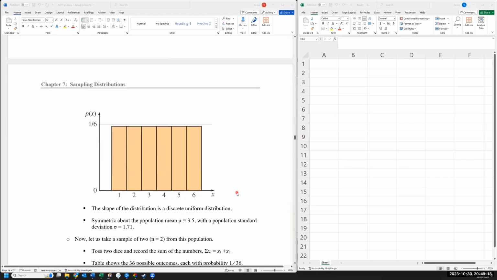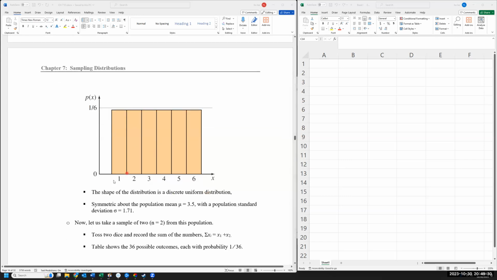It looks just like this. You roll a die and you could show 1 through 6, each with an equally likely probability of 1/6. The shape of the distribution is discrete and uniform. It's symmetric around the mean of 3.5. The mean is 3.5, with a standard deviation of 1.71. You can calculate those things.